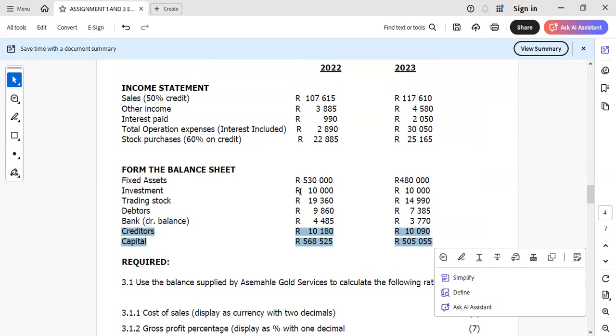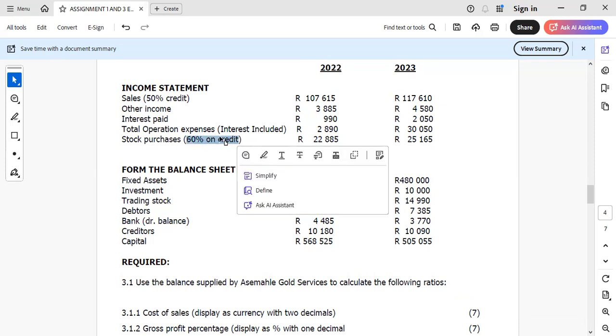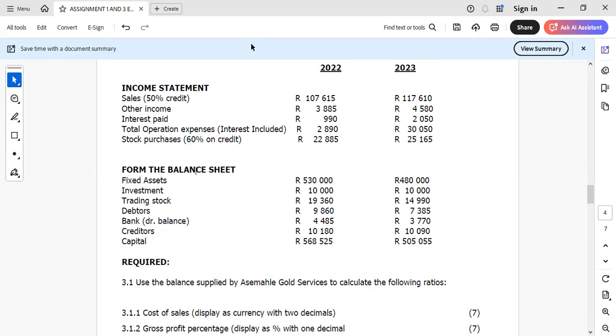Then after that, for us to get the credit purchases, we are going to say 25,165 multiplied by 60%, because they are saying 60% on credits. That's the reason why we are doing it, because 60% are on credits. Okay, let's quickly go there.